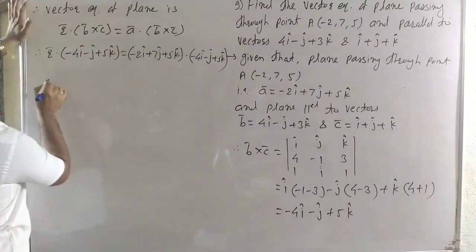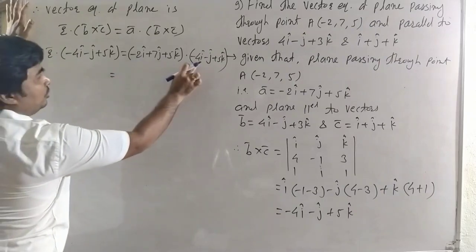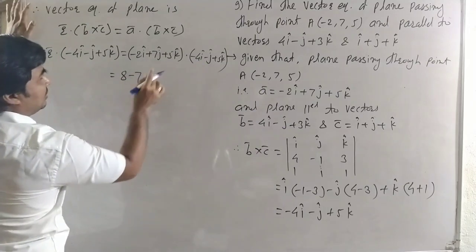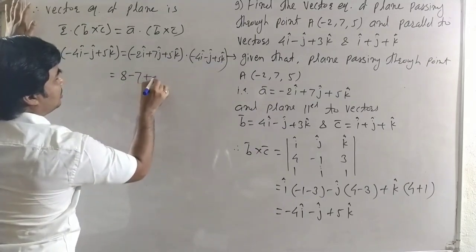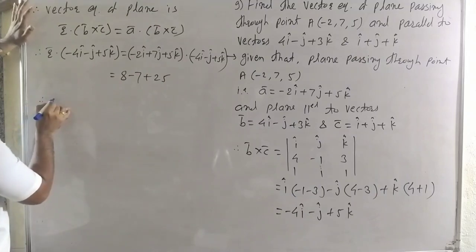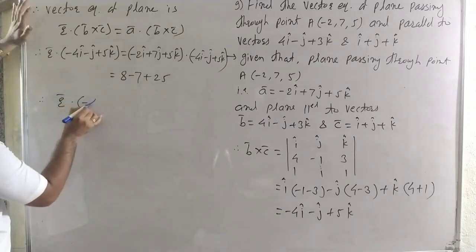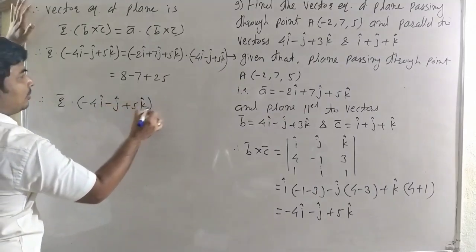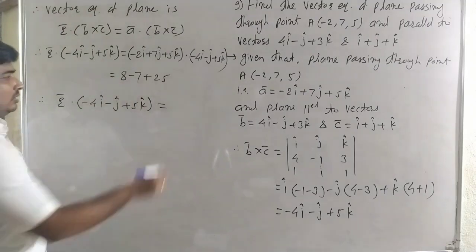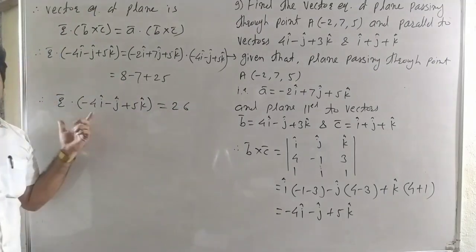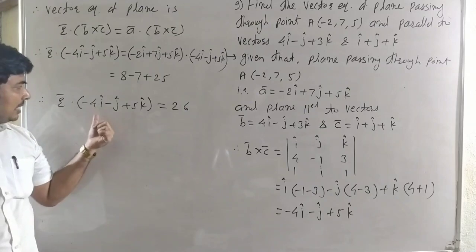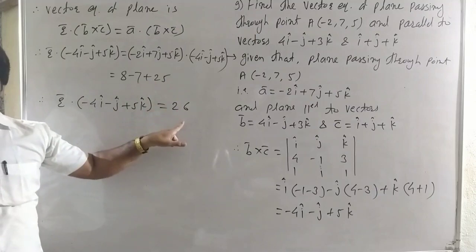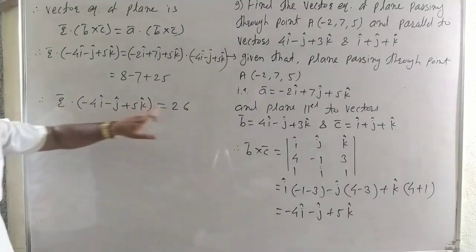Now we take a dot product. Minus 2 into minus 4 is plus 8, 7 into minus 1 is minus 7, and 5 into 5 is plus 25. And therefore the equation of plane r bar dot minus 4 i cap minus j cap plus 5 k cap is equal to, see carefully, 8 minus 7 plus 25, which is 26. It is the equation of plane r bar dot minus 4 i cap minus j cap plus 5 k cap is equal to 26. That means it is r bar dot n bar is equal to d.